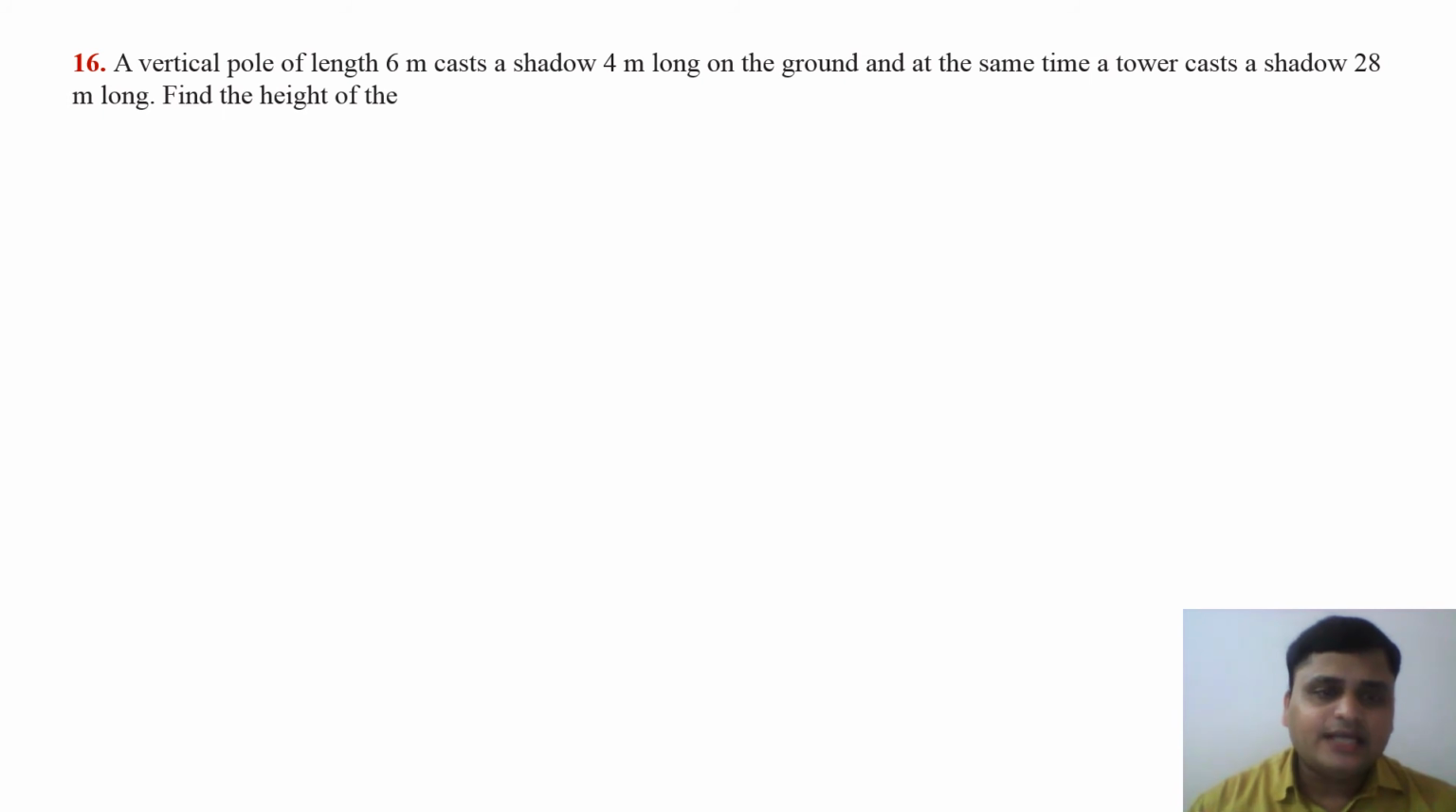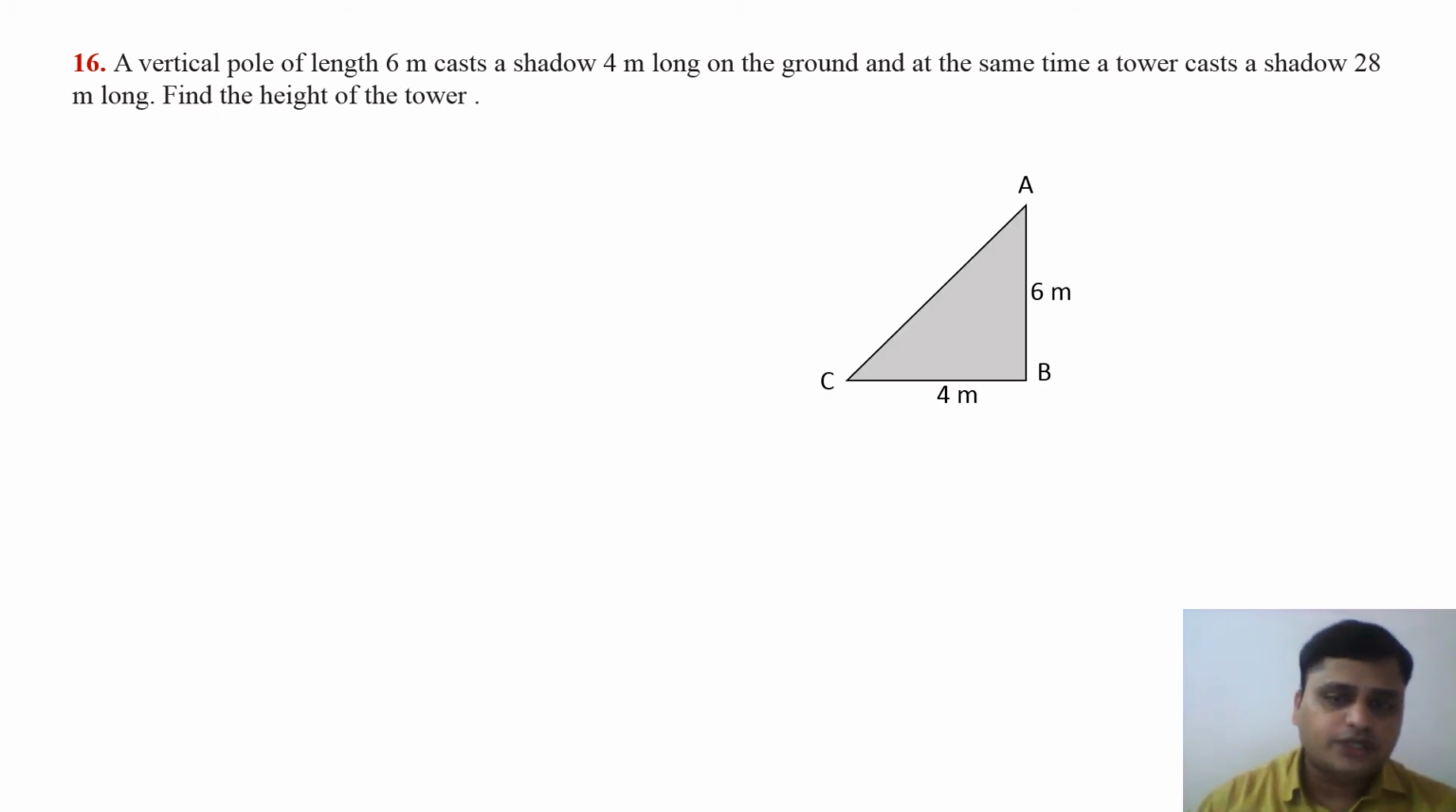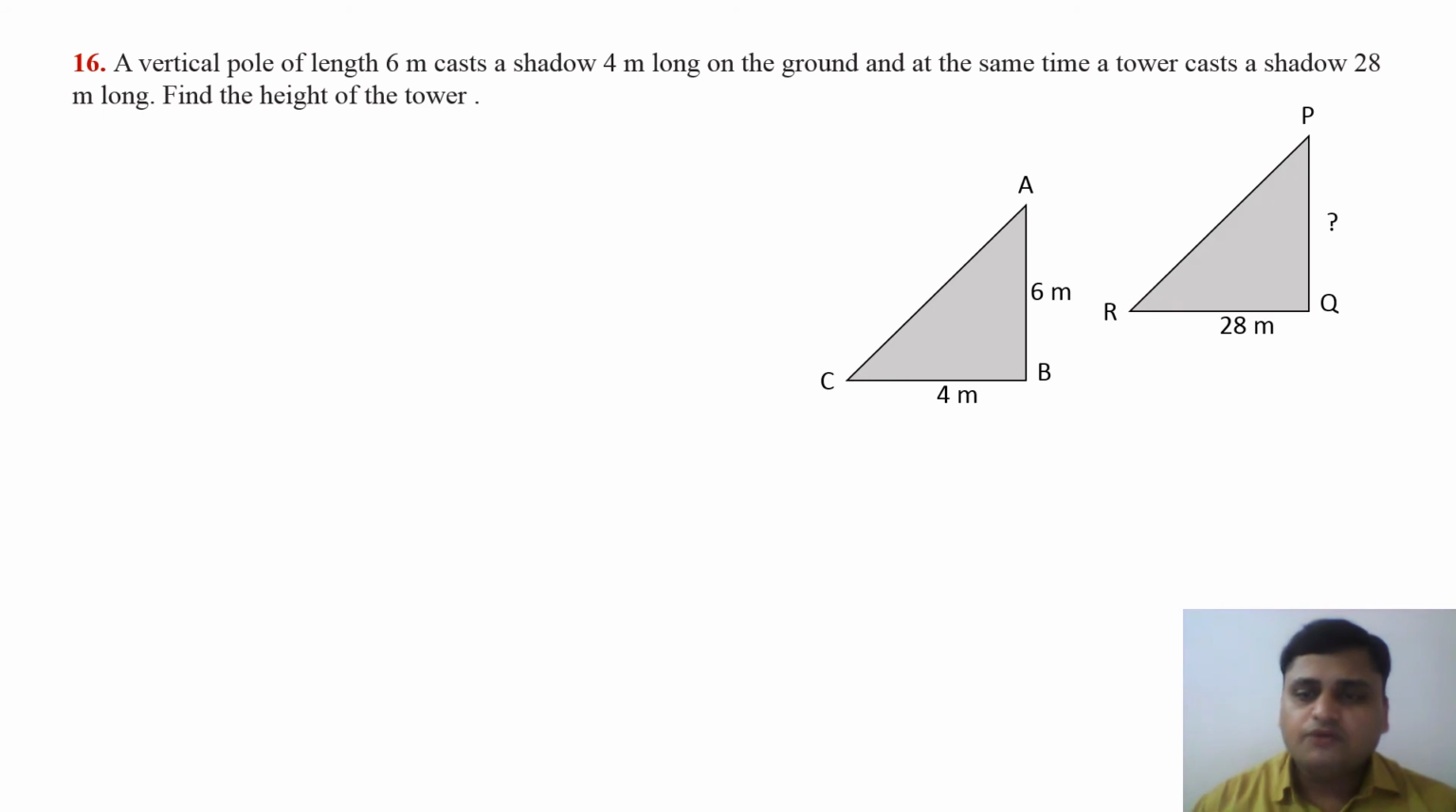For finding the height of the tower, we need to draw the figure. Let's draw the figure. You all can see this is a pole whose height is 6 meter and its shadow is 4 meter. We have drawn one tower whose height we don't know, its shadow is 28 meter long.